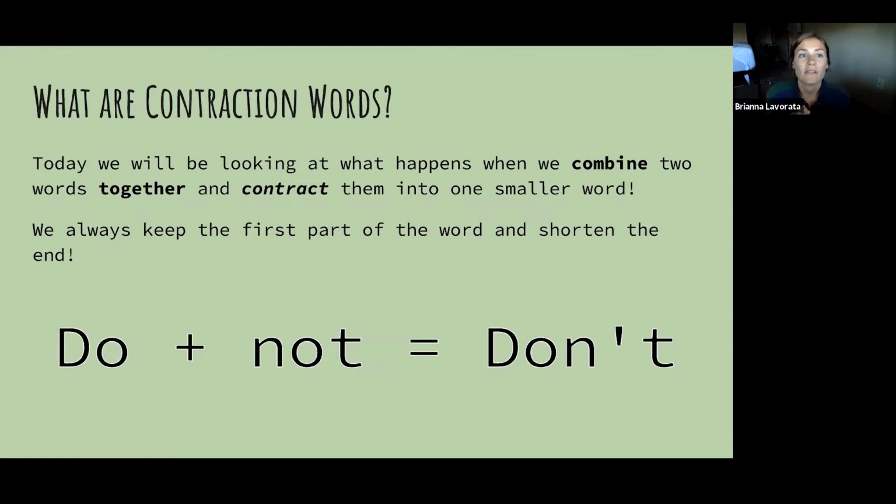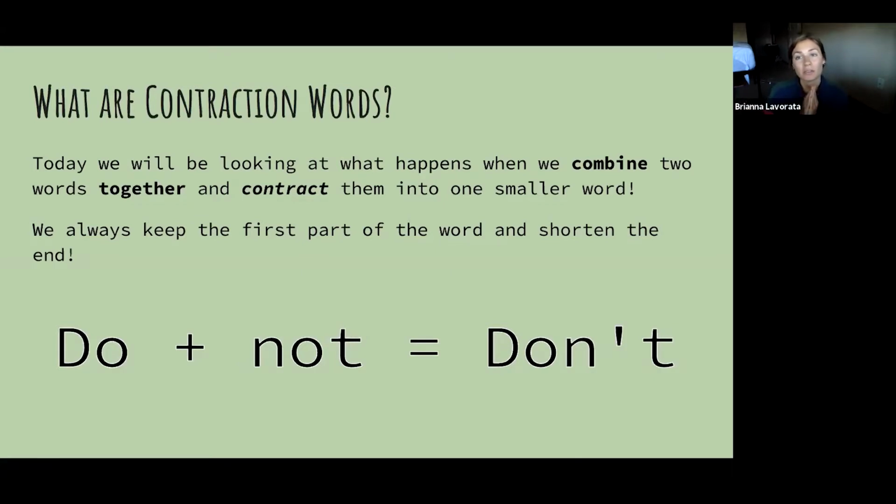So when we have a word like do not, those are two separate words, right? We have do and not. We want to contract that word and combine those two words into one smaller word, okay? So today we're going to be looking at what happens when we combine two words together and contract them into one smaller word. Something to keep in mind is that we always keep the first part of the word and we just shorten the ending, okay? So do and not, we are going to take those two separate words.